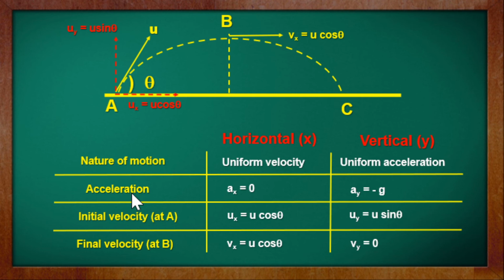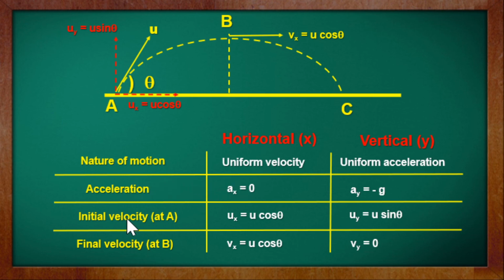So, what is the nature of motion of the projectile along the horizontal? Uniform velocity. Why? Because there is no force along the horizontal. The force acts only along the vertical, that is why the nature of motion of the projectile along the vertical is uniform acceleration. And what is the value of that uniform acceleration? It is a_y equal to minus g. Why is the acceleration 0 here? Because there is no acceleration, the body moves with uniform velocity.